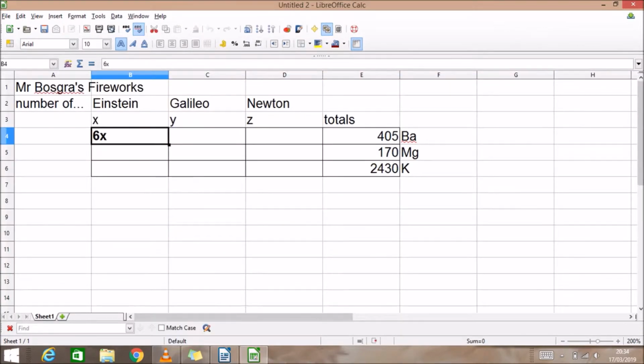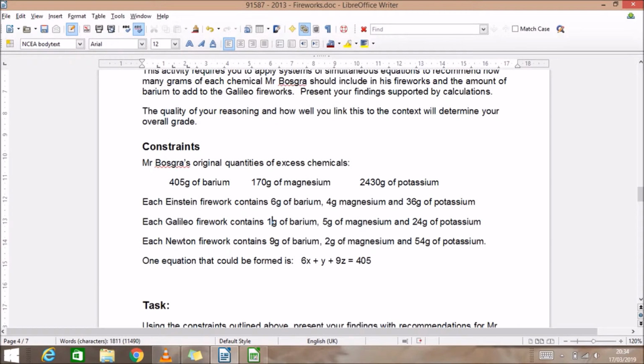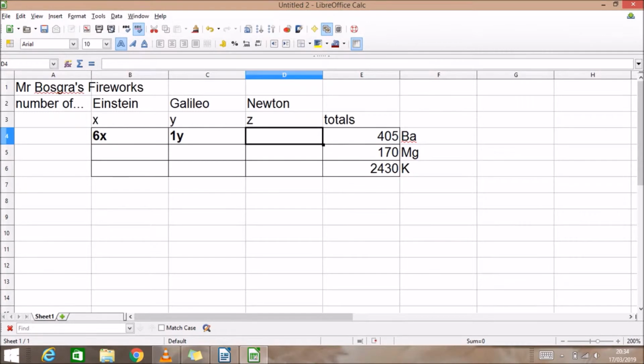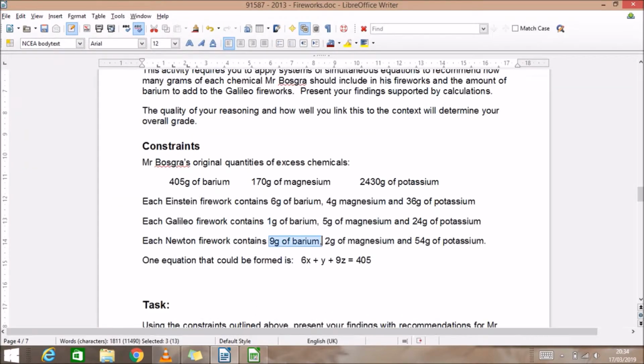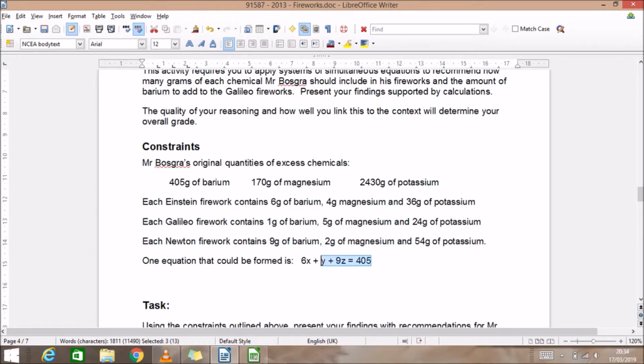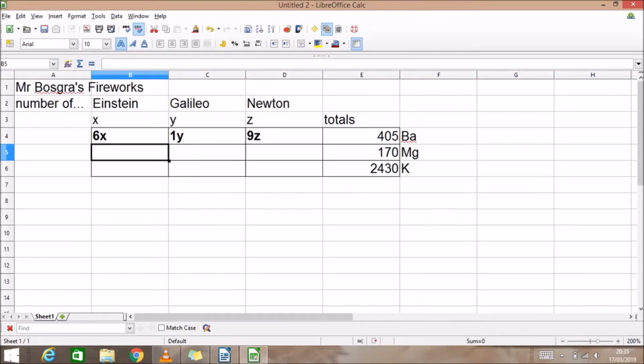Every Galileo firework will contain 1 gram, so that would be 1 gram times the number Y of Galileo fireworks, and 9 grams of barium for every Newton firework, so that would be 9 times Z. So there we go, 6x, 1y, 9z, 405 is the total. Here we go. We said we weren't going to use it, but we can check. 6x, 1y, 9z equals 405. So that's an example equation that we had made just to show us that we're doing it right, but we didn't need that. We knew we were doing it right.